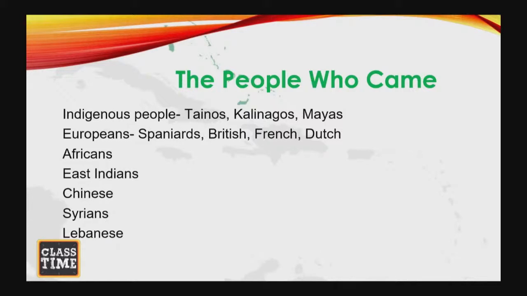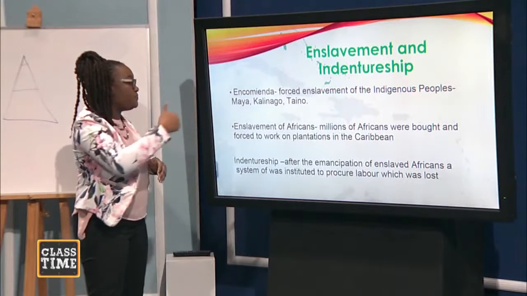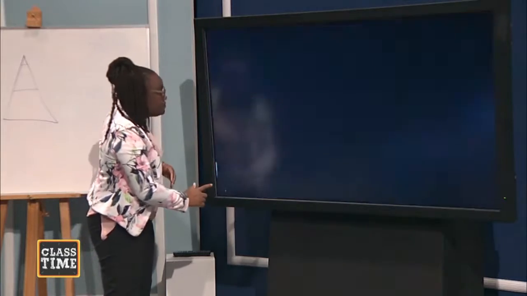We don't need to go through all of them. The indigenous peoples and the Europeans, the Africans, and after enslavement, the East Indians and so on. All right? And we went into indentureship for the East Indians.